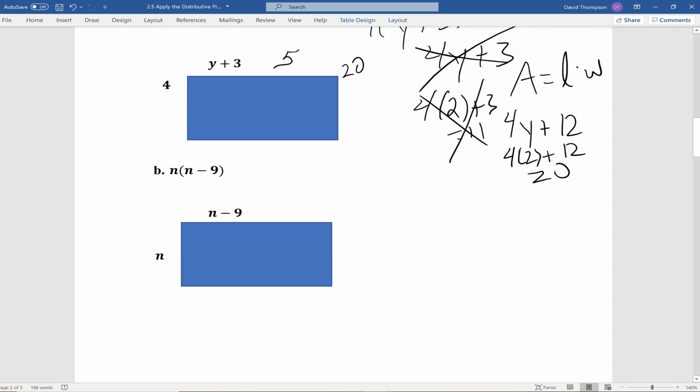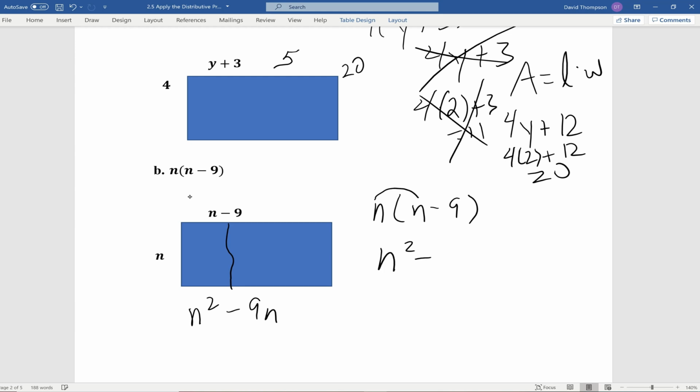Okay, now we have n times the quantity of n minus 9. We can think about this as dividing into a rectangle, or we could think about it as the traditional distributive method. Let's look at the rectangle first. We have n times n, that's going to be n squared. n times negative 9 is going to be minus 9n. So we have n, parentheses, n minus 9, distribute. n times n would be n squared, minus n times 9, which is 9n.